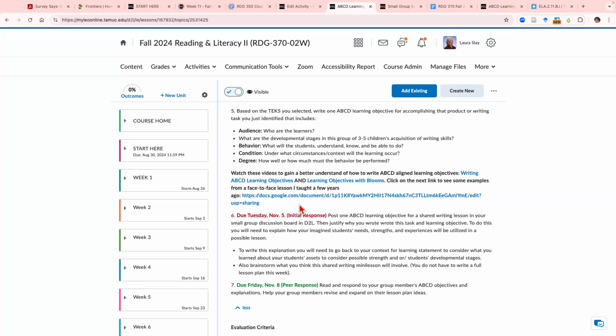You have to define it and extend your thinking about how this lesson is going to be, what it's going to include. And the degree, of course, is the assessment piece. How well are they going to do that behavior that you asked them to do?